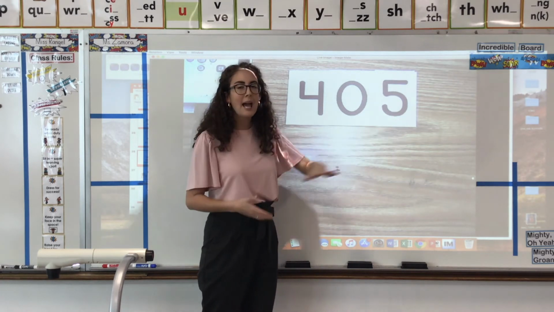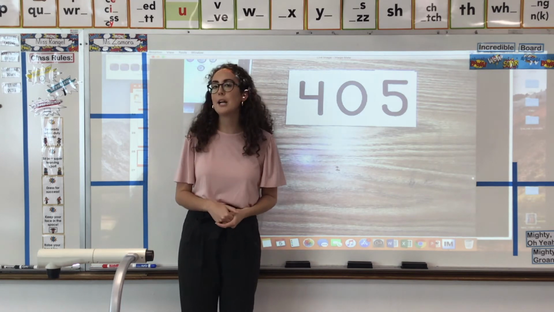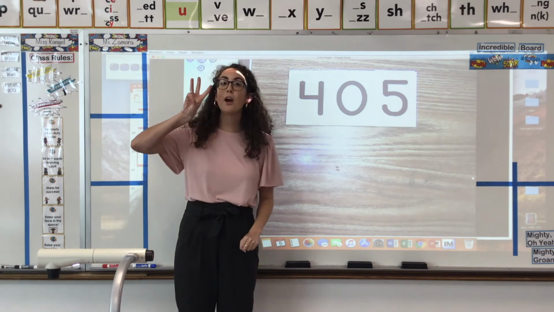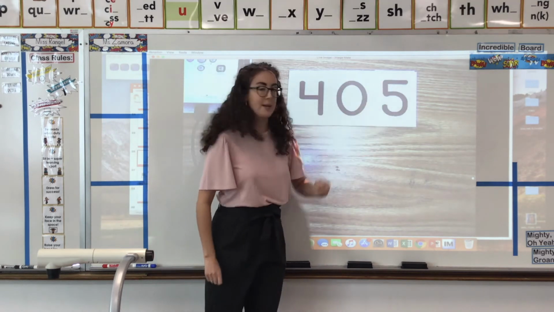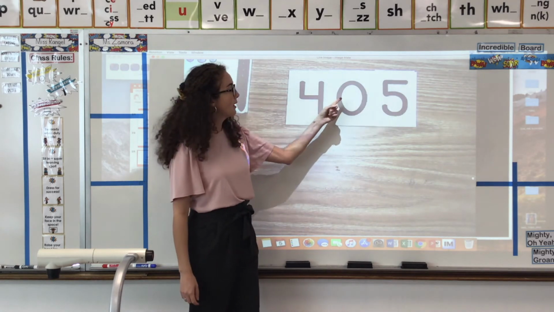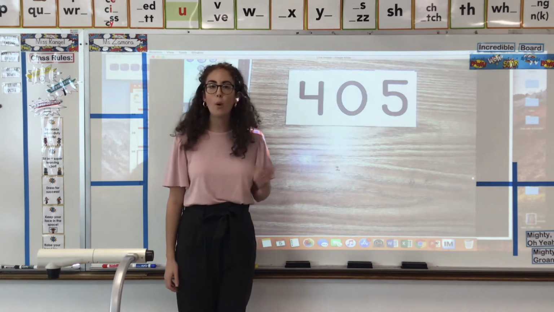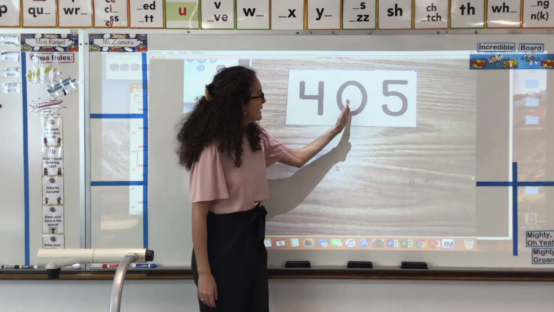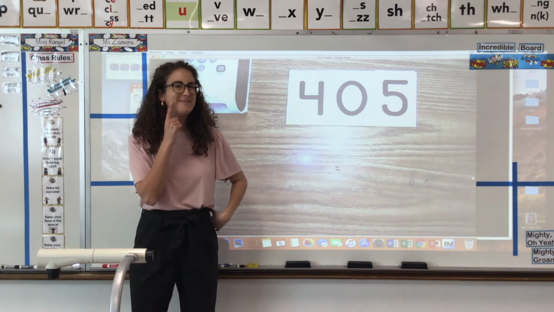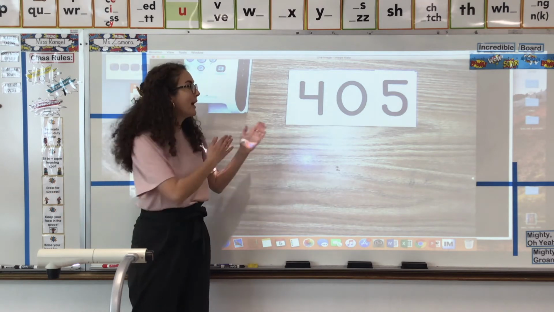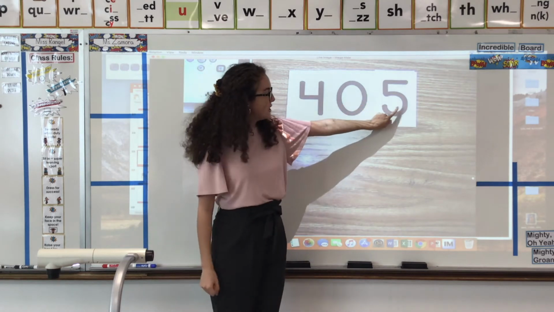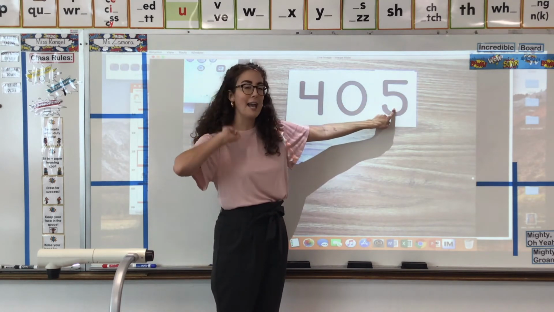405. How many digits are in 405? How many digits are there? 3. There are 3 digits. 1, 2, 3. Can we name those digits? They are 5, 0, and 4. Exactly. Does each digit in this number have the same value? No, they don't, because they're in different places. So let's talk about it. What digit is this? 5, exactly.